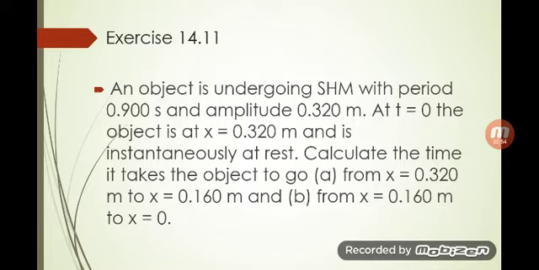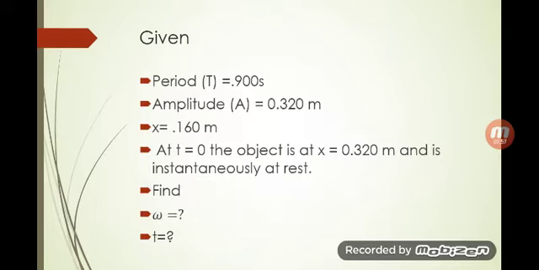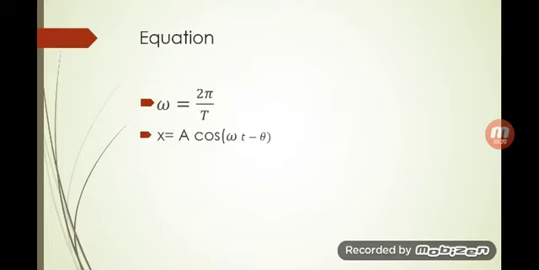So, let's first find the given. Period is 0.900 seconds, amplitude is 0.32 meters, x is 0.16 meters, and at t equals 0 the object is at rest, with x equals 0.32. First, you have to find angular velocity and time for both intervals. Angular velocity is equal to 2 pi over T, and x equals amplitude times cosine of angular velocity times time minus theta.